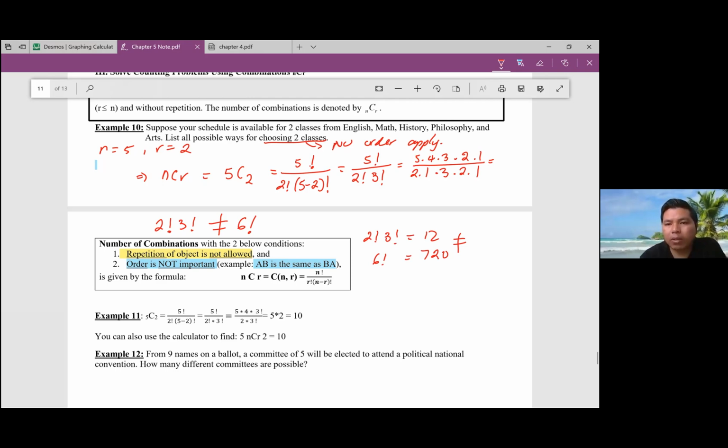So you have that cross out. So you get 20 divided by 2, which is 10. So we have 10 options to choose two technical classes from English, math, history, philosophy, and art.